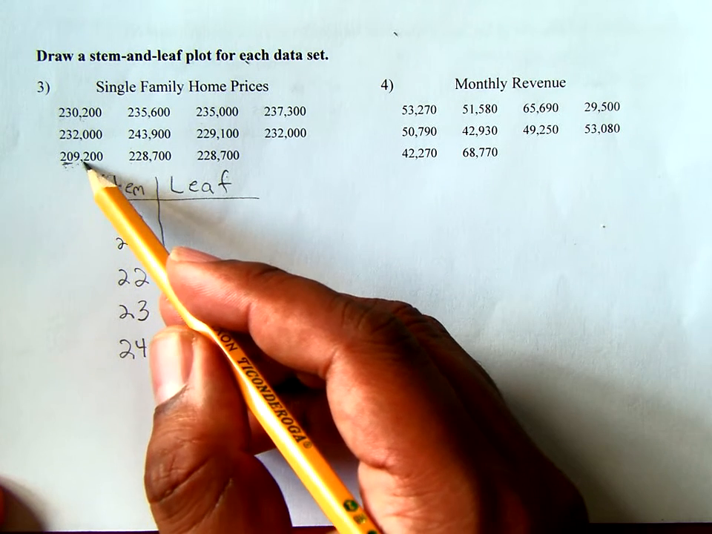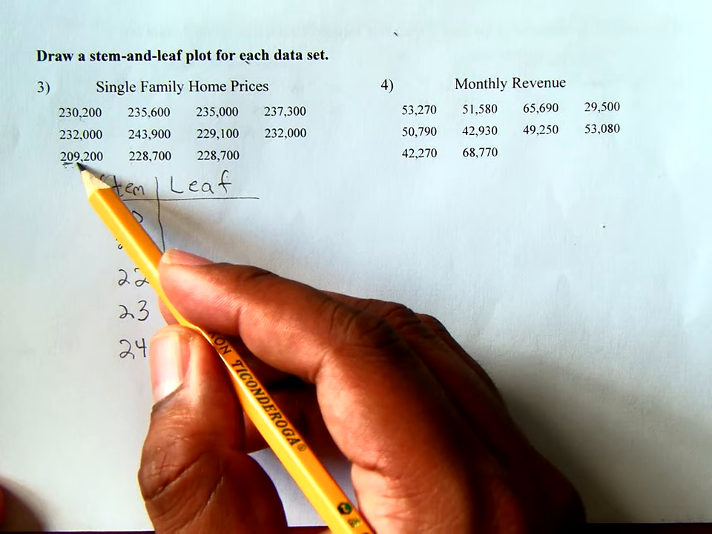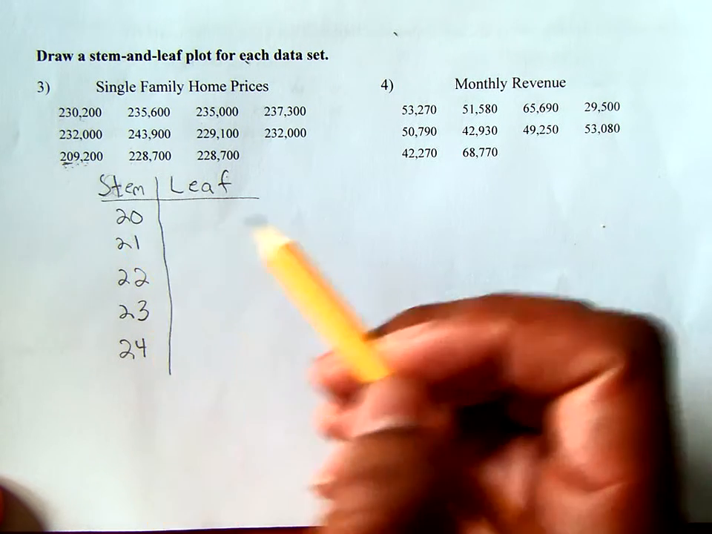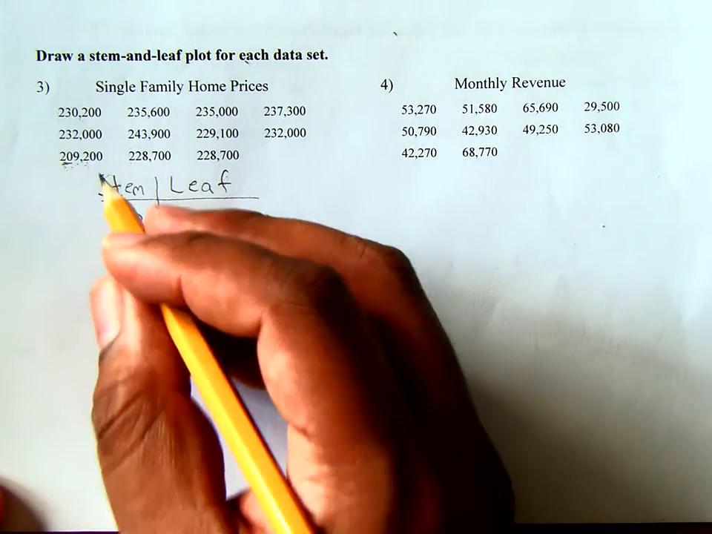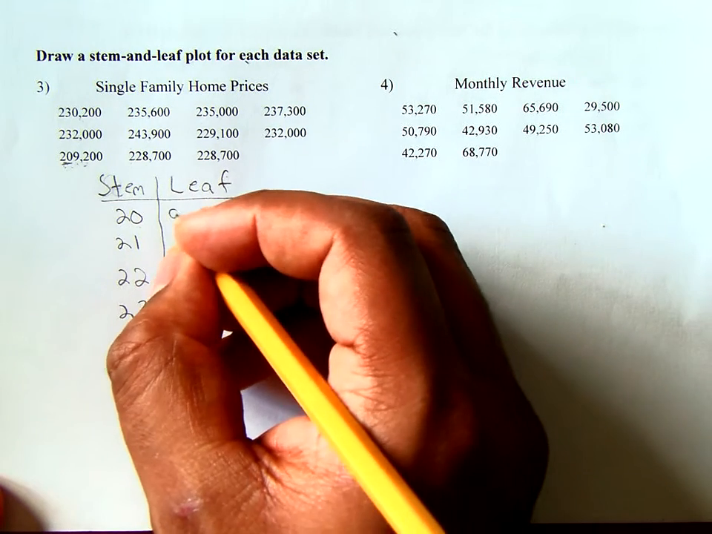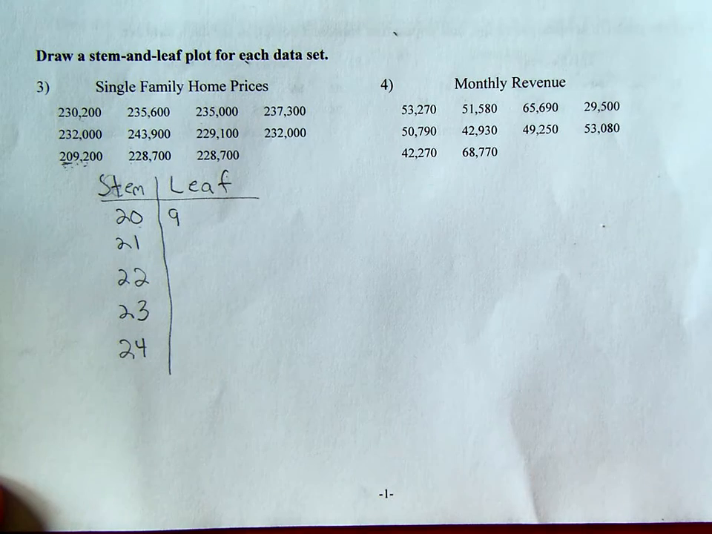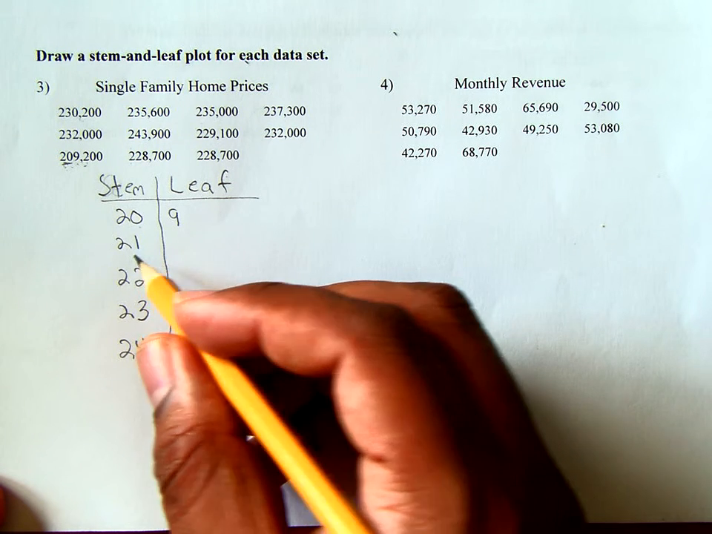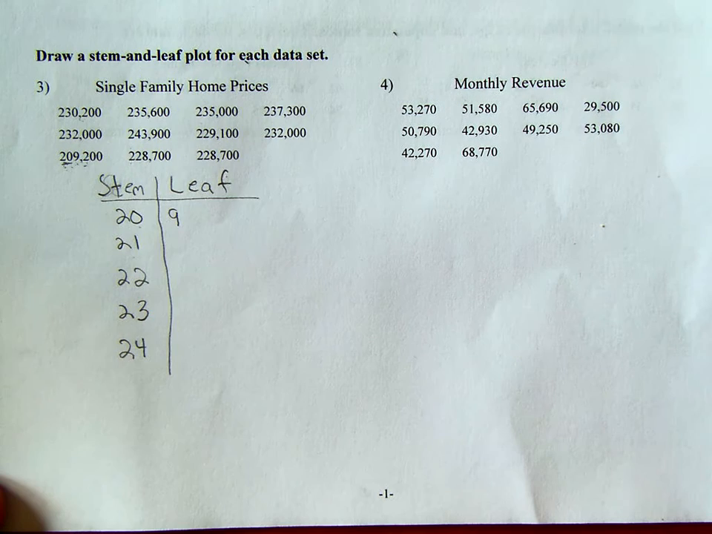Okay, so we're going to look to the number to the right of the 20, which is 9. And then the number to the right, that's going to be the leaf. Then the number to the right of that, we look to see if we can round up or we just leave it off. So here, we're not going to round up. So we're going to say 20 and put a leaf of just 9. Okay, we don't have anything for 21, so we're just going to leave it blank.